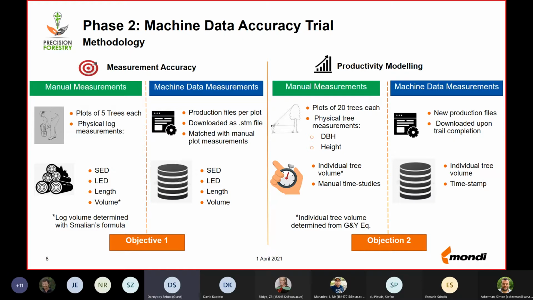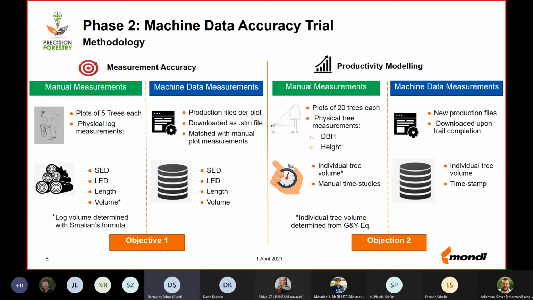Let's look at the first objective. For this, we created a new production file on the harvesting machine, and then we had plots of 5 trees each. Once the trees were felled and processed, we went in and did physical log measurements. Here we measured the small end diameter, large end diameter, length, and later determined our log volume. And then after this, we downloaded the STM file from the machine, and this was merged with the manual plot measurements in terms of the SED, LED, length, and log volume.